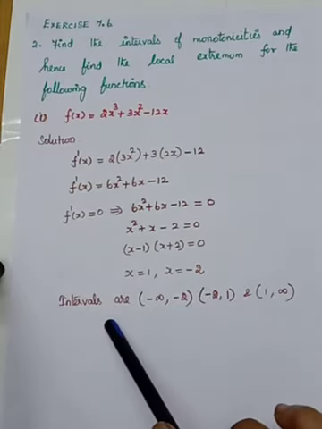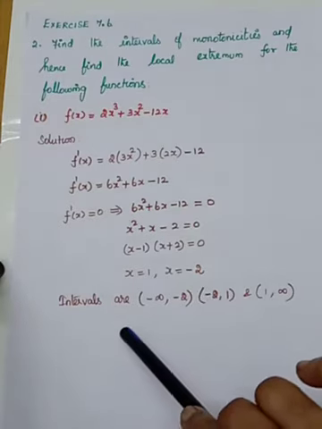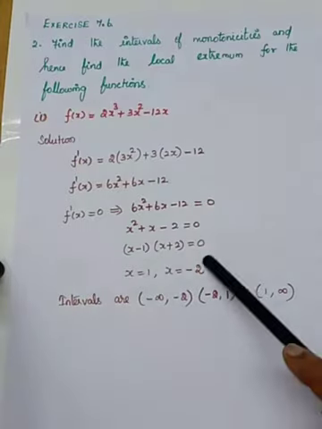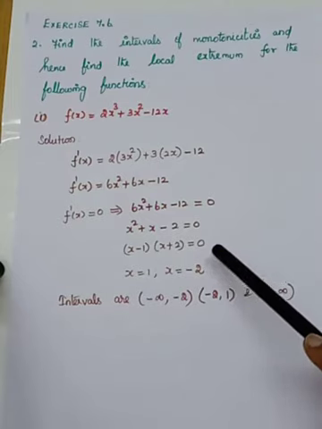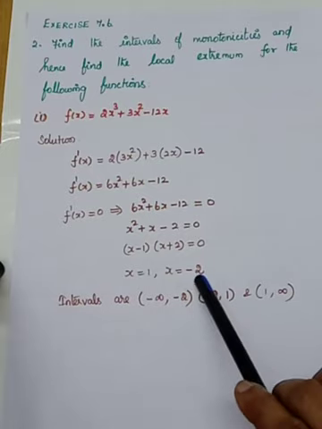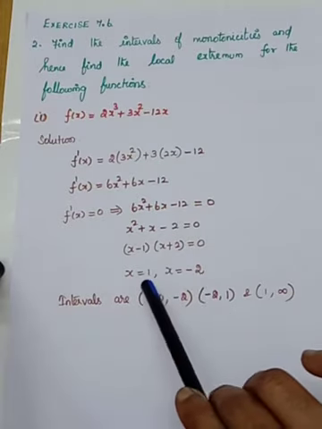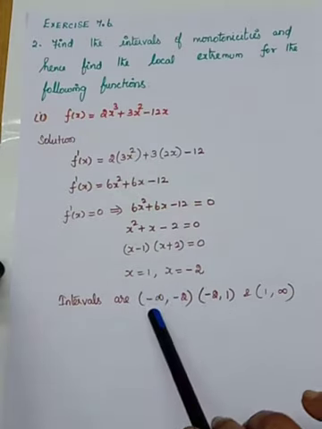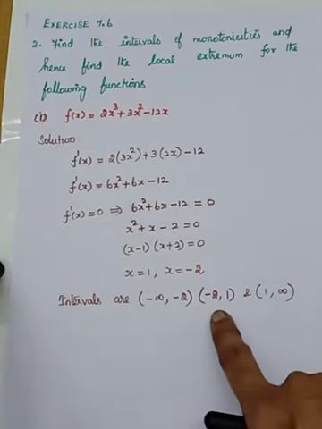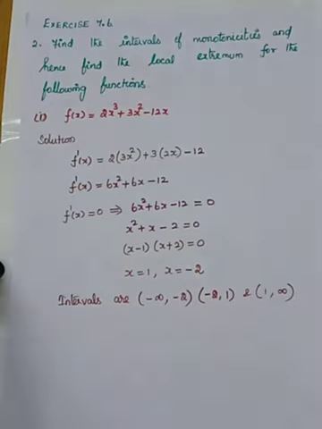So the intervals are, you have to write the intervals starting from minus infinity to plus infinity. First you have to arrange the points in ascending order. So what has to come first? Minus 2. The second one is 1. So you have to start from minus infinity to minus 2, minus 2 to 1 and 1 to infinity.